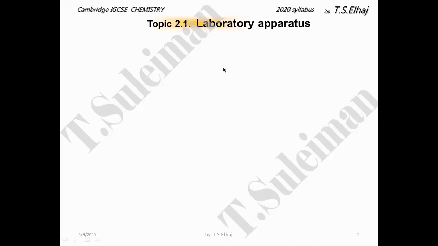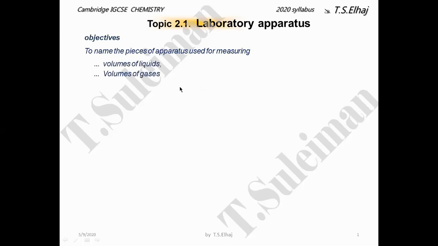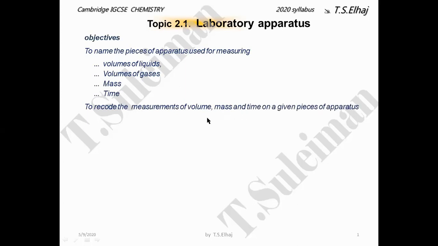Laboratory apparatus according to the IGCSE syllabus. It is topic 2.1. What are the objectives to be achieved regarding laboratory apparatus? You have to be able to name the pieces of apparatus used for measuring volumes of liquids, volumes of gases, mass, and time, and to be able to record the measurements of volume, mass, and time on a given piece of apparatus.